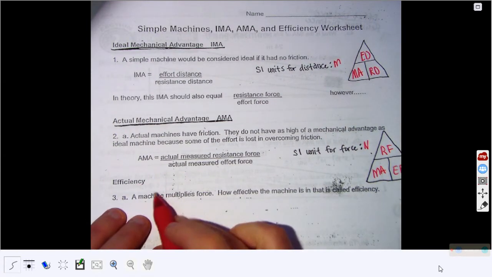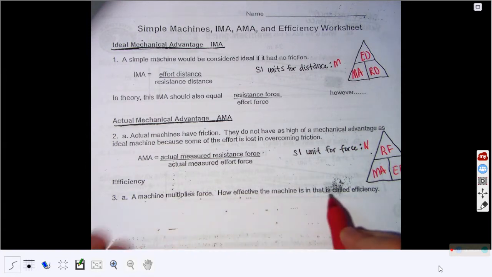So efficiency is how well we do something. A machine multiplies the effort force. How effective is the machine? How effective the machine is is called its efficiency.